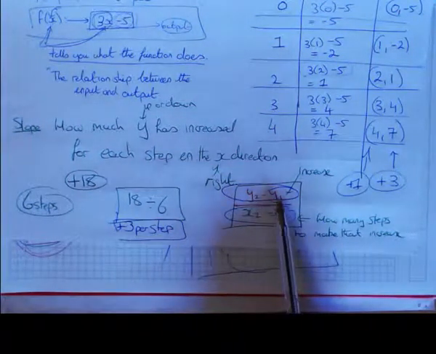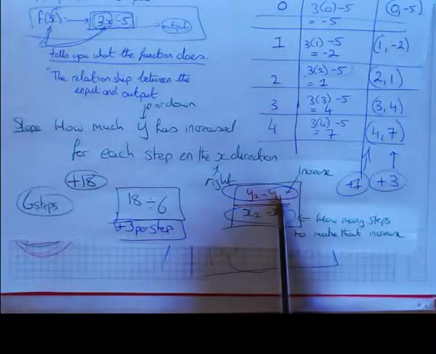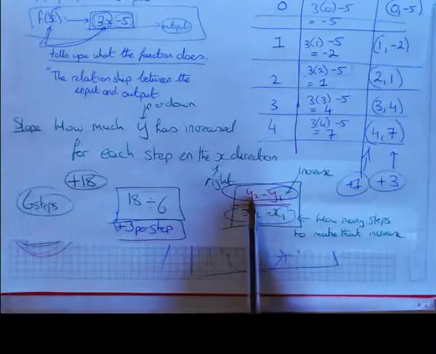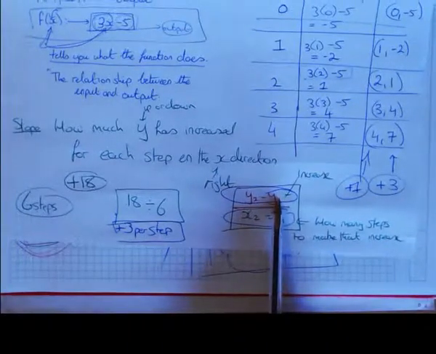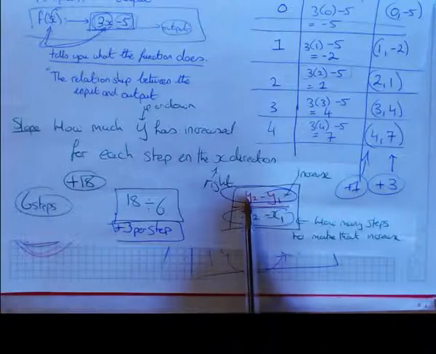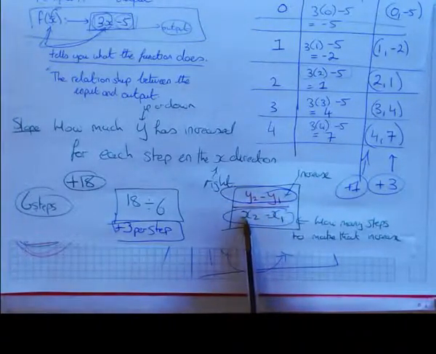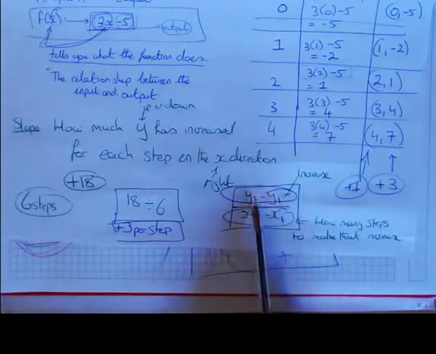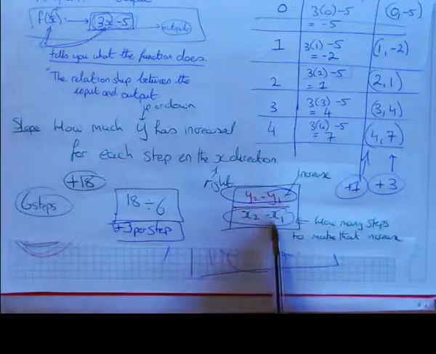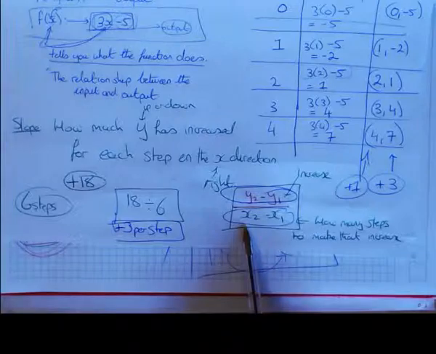That means the distance from the y value of couple 1 to the y value of couple 2. So how much you've gone up from couple 1 to couple 2, and how far right you've gone from couple 1 to couple 2.